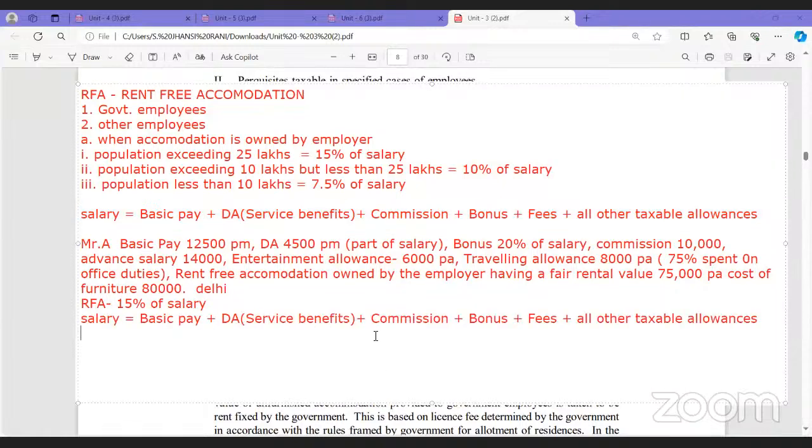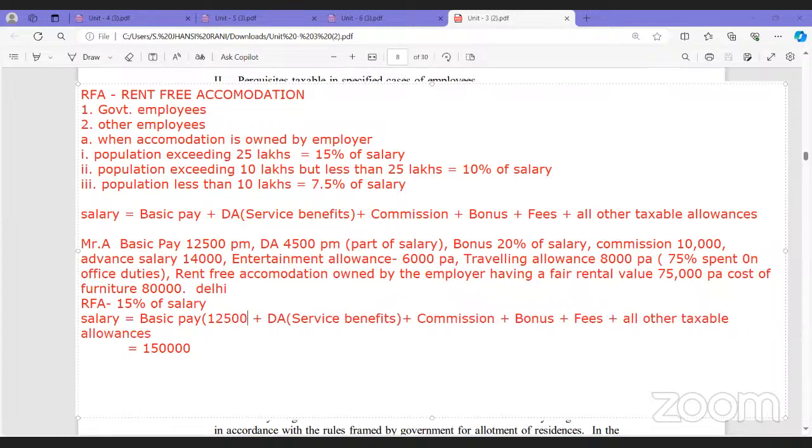Basic pay plus DA plus commission, bonus, plus all other taxable allowances, whichever allowance comes under taxable, all that has to be written here. So look, what is the basic pay given to us in the question? Basic pay is 12,500 per month. I'll write 12,500 into 12 months. It comes to 1,50,000.